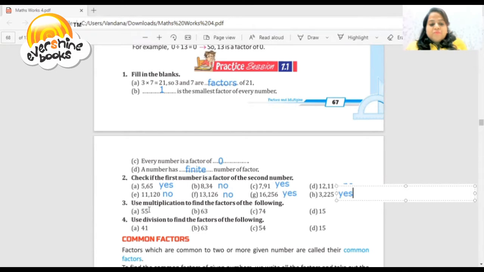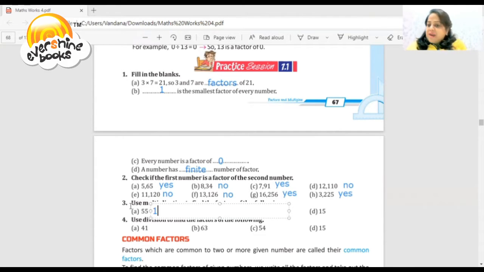Students, first you have to write the factors of 55. So first write 1. 1 is a factor of every number. So you have to write 1. Then skip 2 and 3, as 2 is an even number, and 55 is not divisible by 3. So skip 3 also, and 4 also. Then 5: you have to write 5, because 5 is a factor of 55.